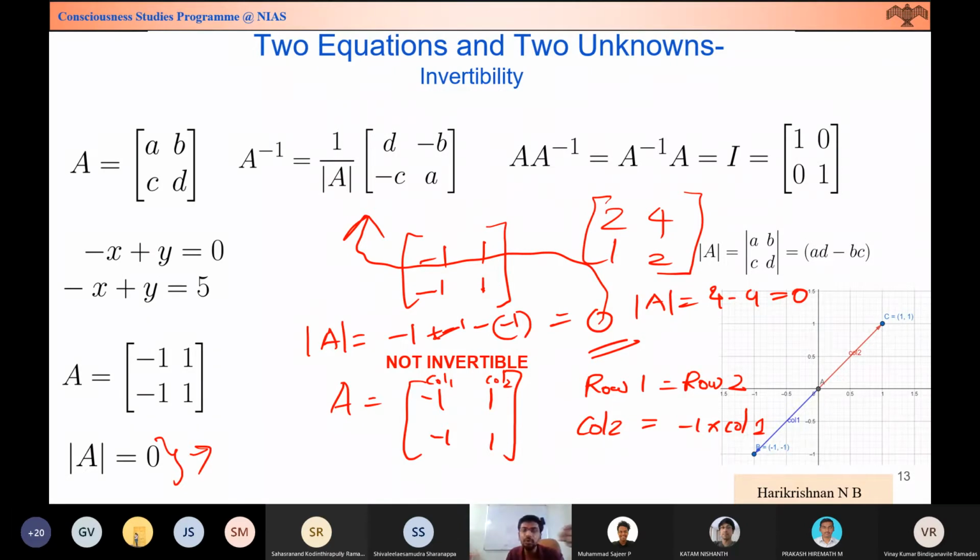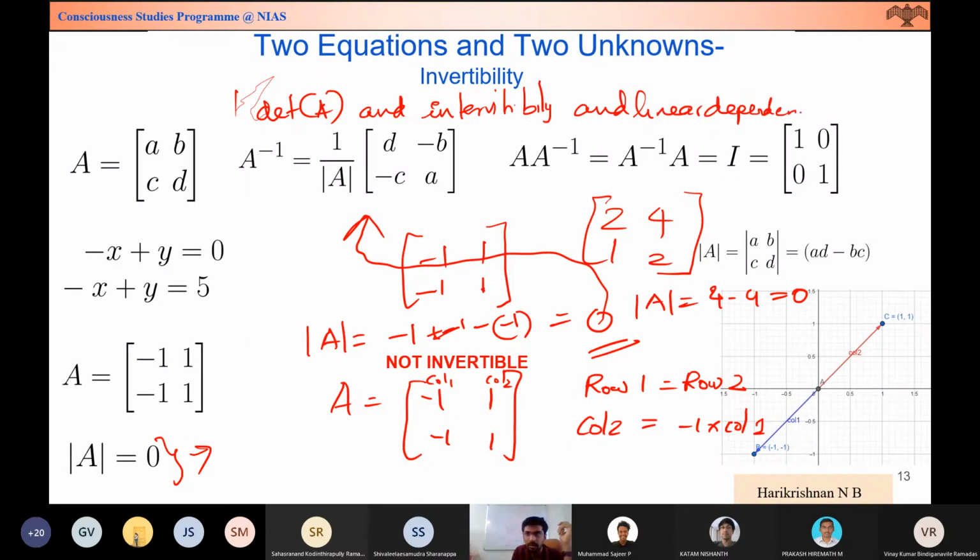All this I'm talking about in the case of square matrices. The inverse does not exist. So we have a nice connection between the determinant of A, invertibility and linear dependence. Now the question you might be thinking is: since there is no solution for this particular scenario, does invertibility always mean there is no solution? That's the first question that came to my mind. But actually that is not true. We will see that in a couple of slides.